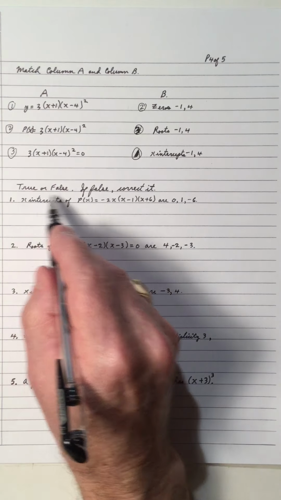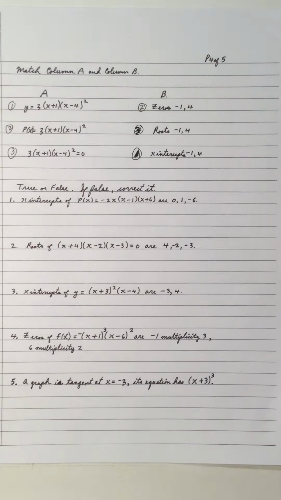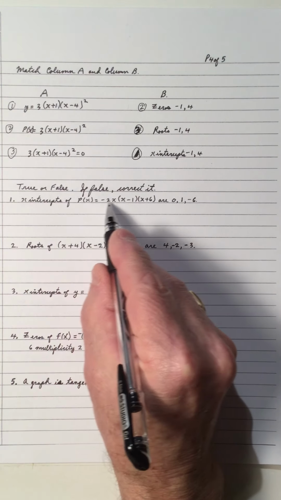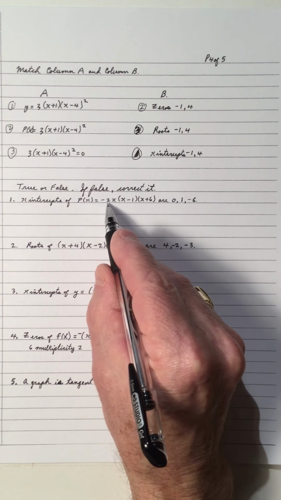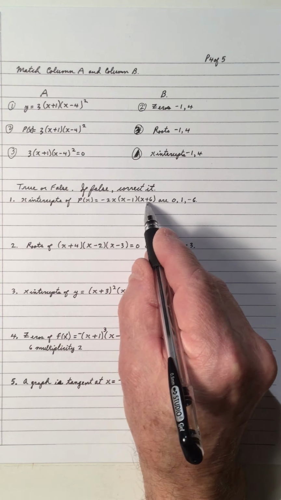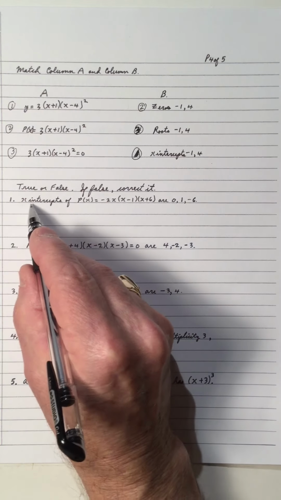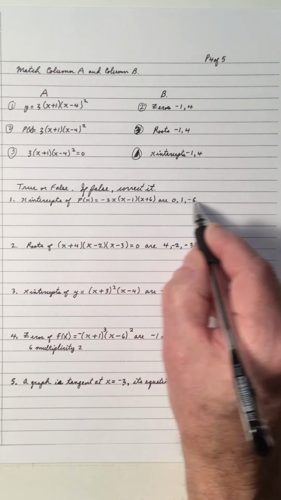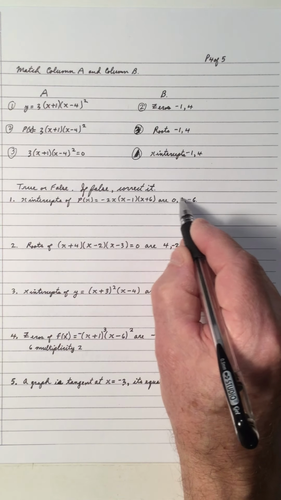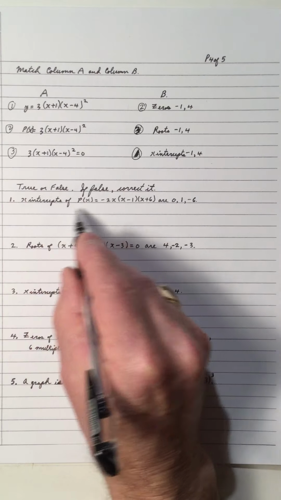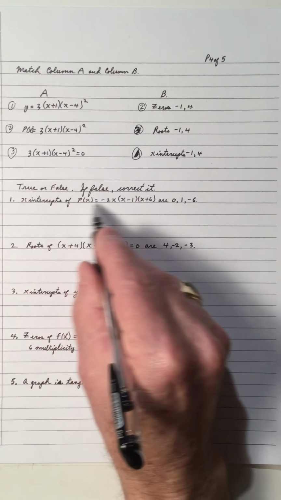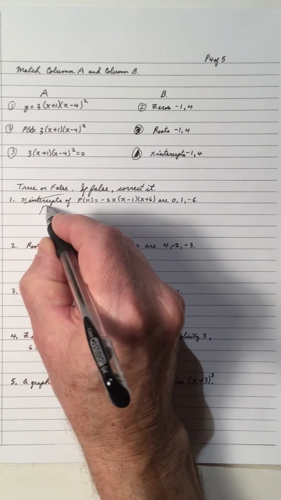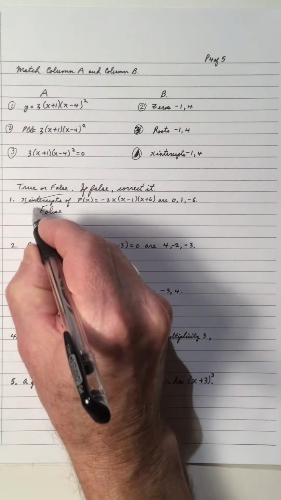Okay, this is true or false, and if false, correct it. The x-intercepts of P of x, of this equation, negative 2, x minus 1, x plus 6, the x-intercepts are 0, 1. So these numbers here fit this equation, but because this is a polynomial, these are not the x-intercepts. So this is false.